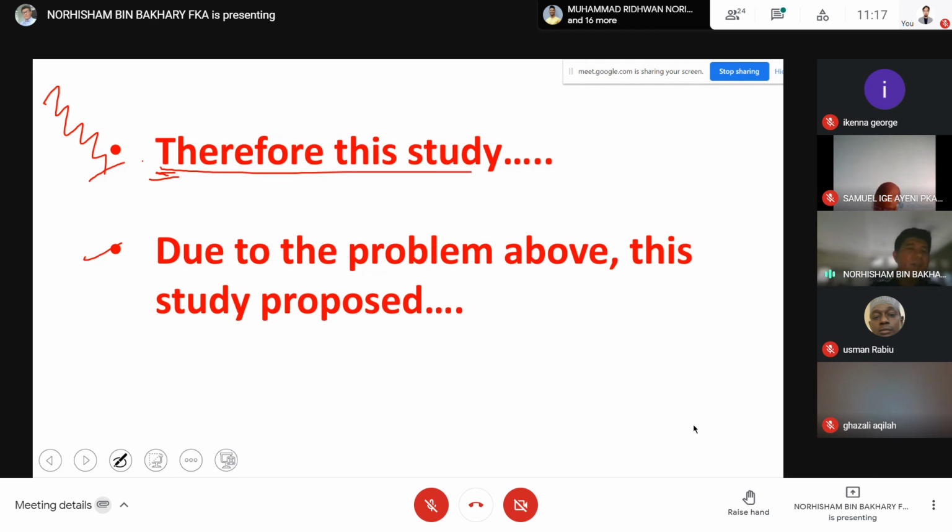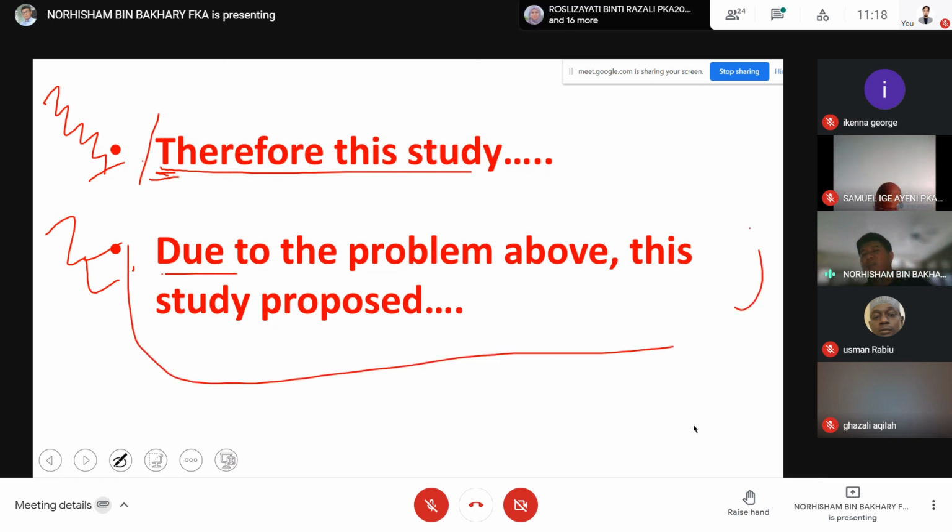Some researchers always like, after discussing the problem previously, to start telling what they want to do in their study by using this phrase: "Due to the problem above, this study proposed what?" So your study proposed what? You must have this in your summary of your literature.